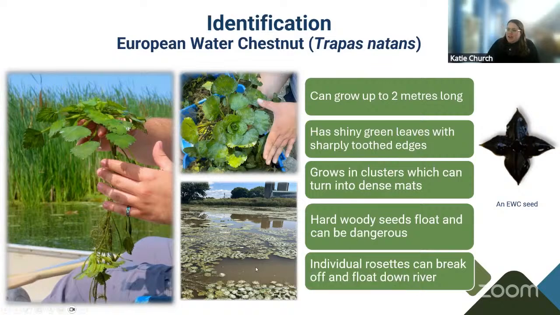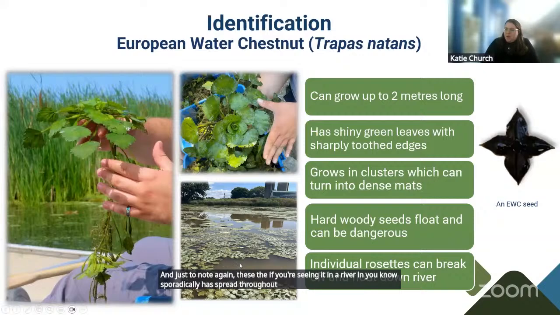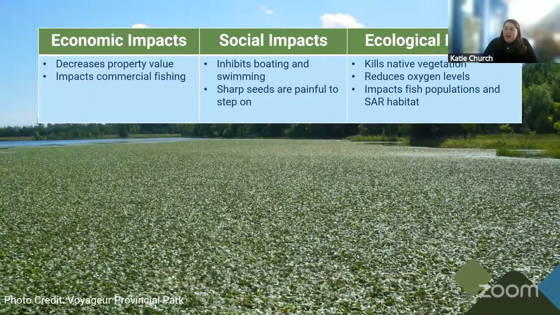And just to note again, if you're seeing it in a river, sporadically spread throughout, it's commonly because it snapped off and has been able to establish elsewhere. In terms of it being an invasive aquatic, it kind of checks all the boxes.